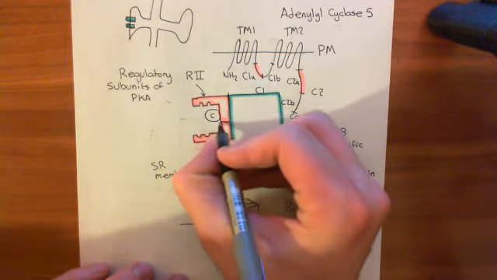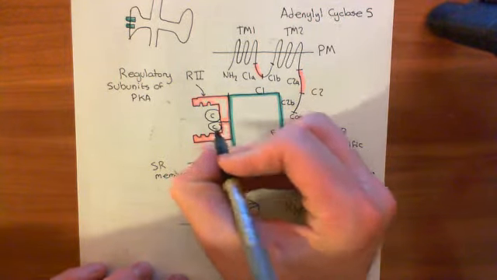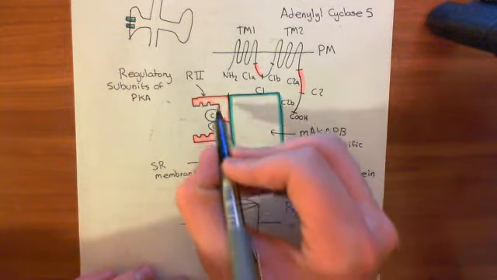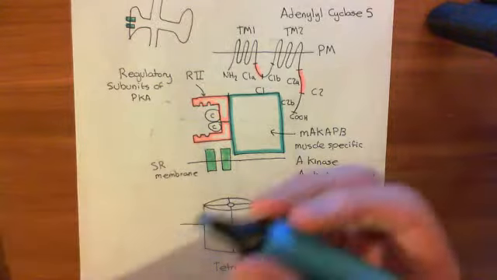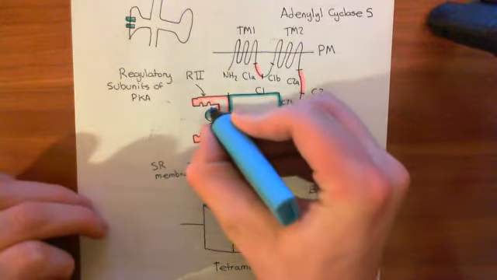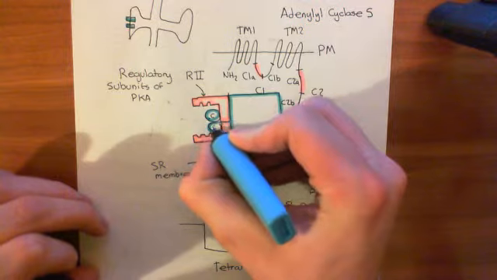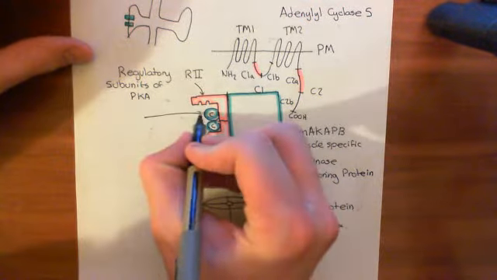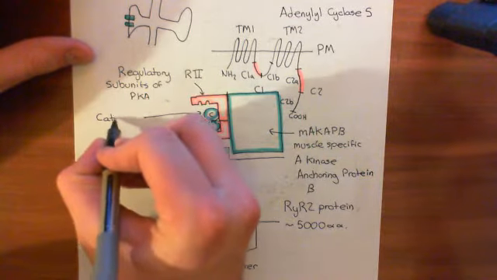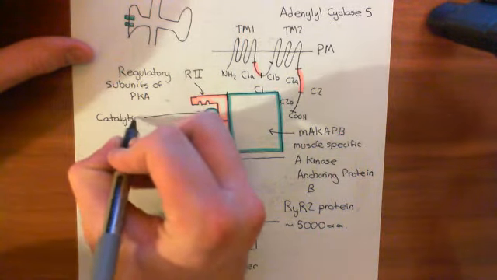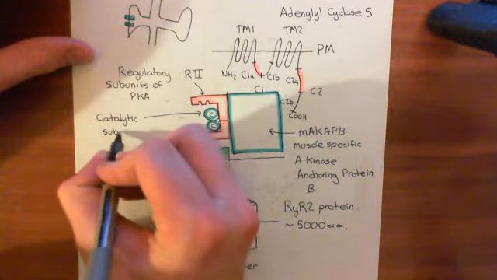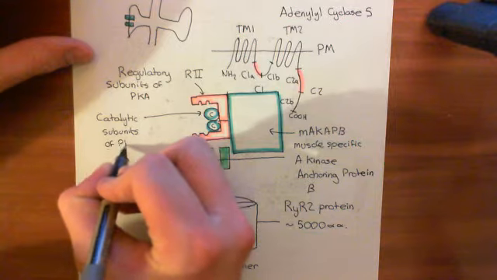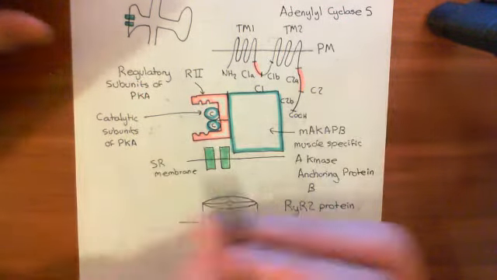You also have 2 catalytic subunits of protein kinase A bound to the 2 regulatory subunits. So we have 2 regulatory subunits in red and 2 catalytic subunits of protein kinase A, which are these little blobs that I've labelled C in here. These are in blue. So these are the catalytic subunits of protein kinase A. Okay, so you have this complex within the heart.